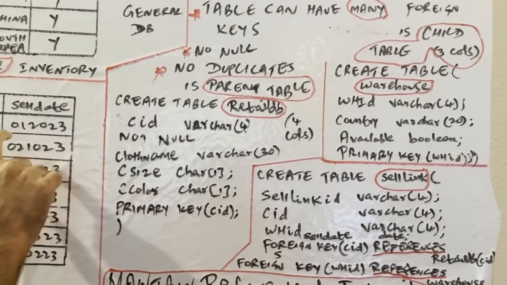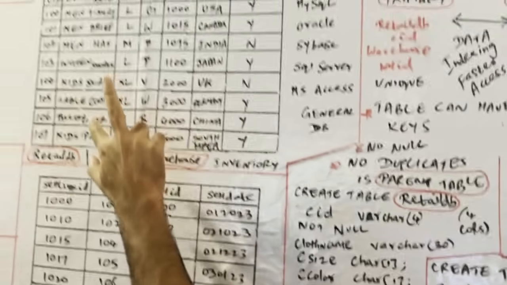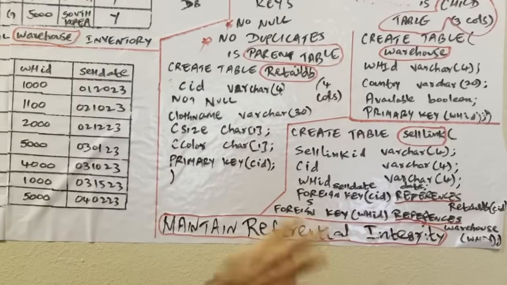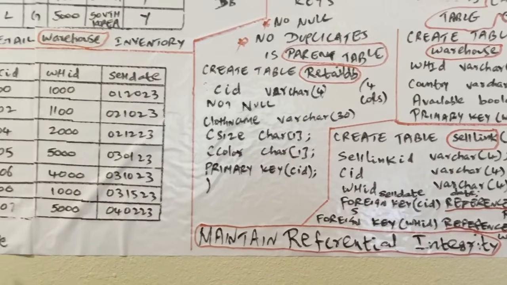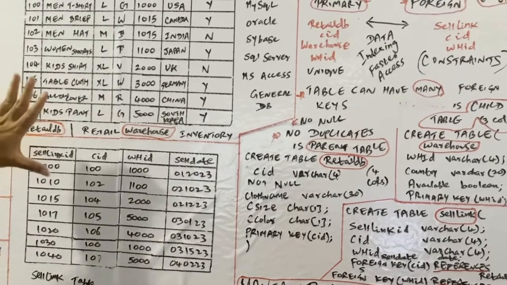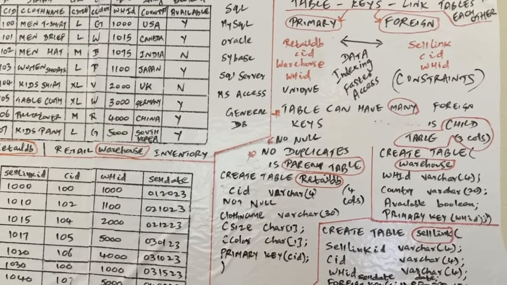So this table is very important because it links two tables. I'll talk in detail about referential integrity. This is a brief introduction to how primary keys and foreign keys work. We have 3 tables here. Okay, we have created the tables.